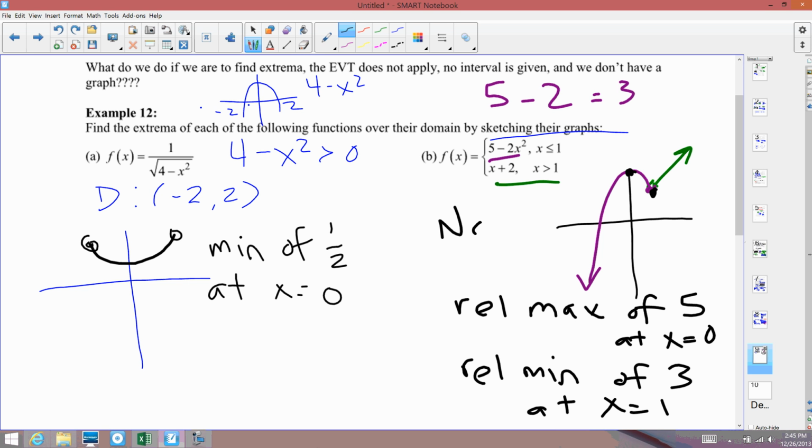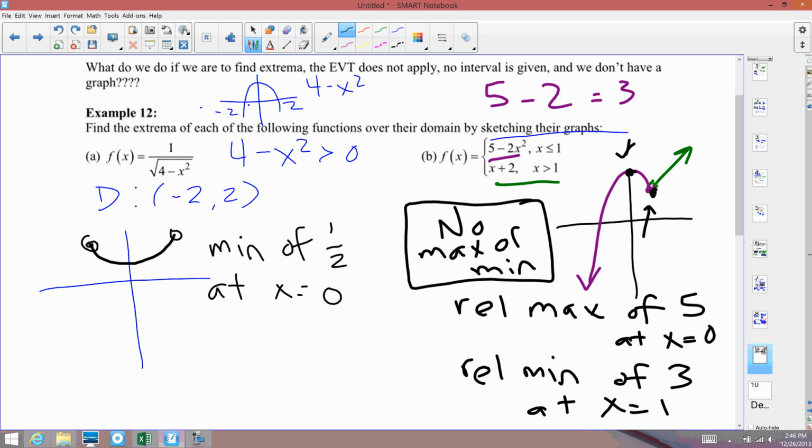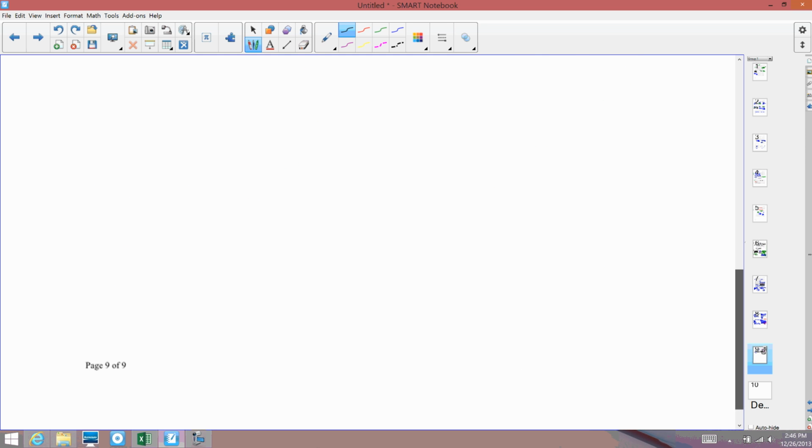But we have no max or min, no absolute extrema here, because if you look everywhere, it's not a closed interval. We can't check the endpoints. There's higher values than that top peak right there, and there's lower values than this. So there are technically no absolute or global maxes or mins, but there is a relative max of 5 at the top of that hill, and a relative min of 3 at the bottom where those two parts meet. So this is all we're going to finish with.